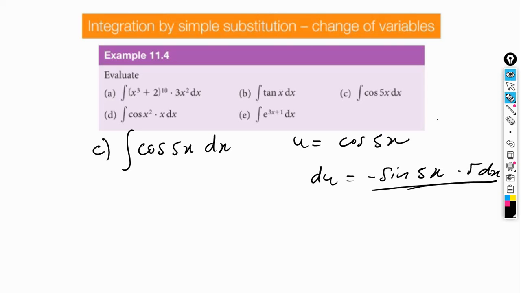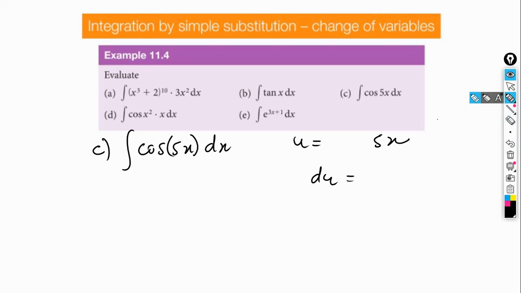So in these cases, what I recommend is that you take this part, make this u. So let's make u, instead of cosine of 5x, simply 5x. So then what is the derivative of 5x? What is the derivative of u in this case? Well, it's going to be 5 dx. So there's a problem because we don't have 5 dx, we simply have dx.